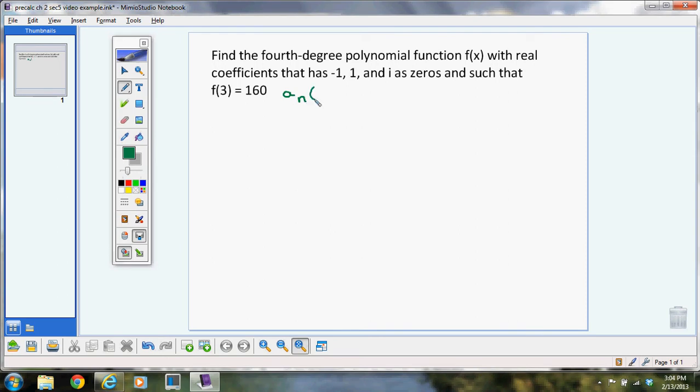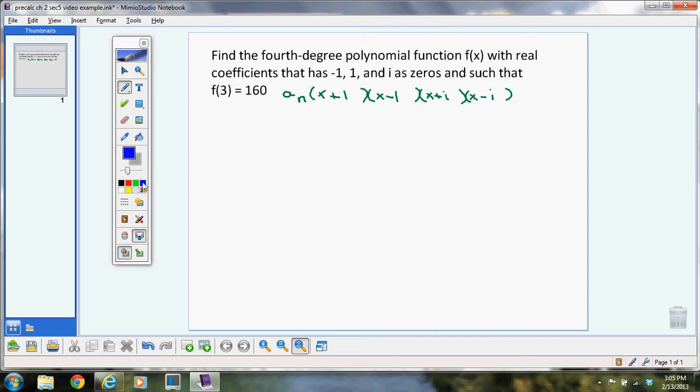But we do know we have 4 roots because it's fourth degree. Now they told us that one of them was -1, so the first one would be x plus 1. We have a root at 1, so we use x minus 1. And we have i. Remember, i's come in pairs, so you're going to have x plus i and x minus i.